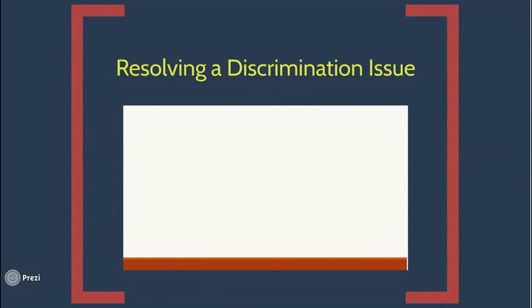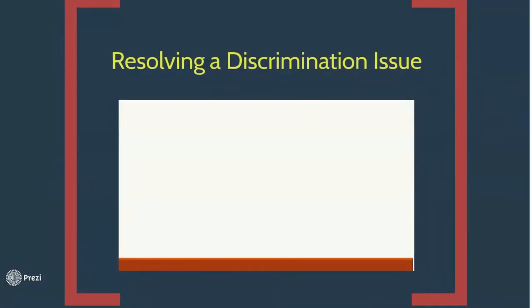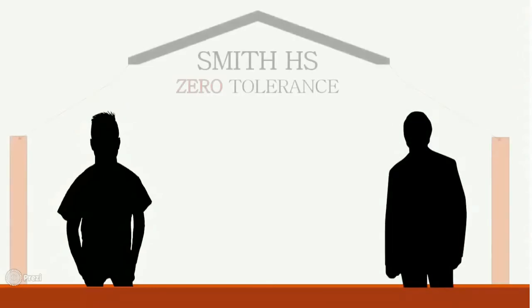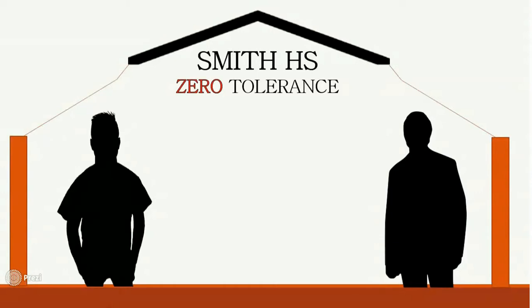Here's an example of how one discrimination issue was resolved. This is Deontay. He is a black student in the 11th grade. This is Kevin. He is a white student in the 11th grade. They both attend Smith High School, which has a zero-tolerance fighting policy. One day, Kevin and Deontay get in a fight.